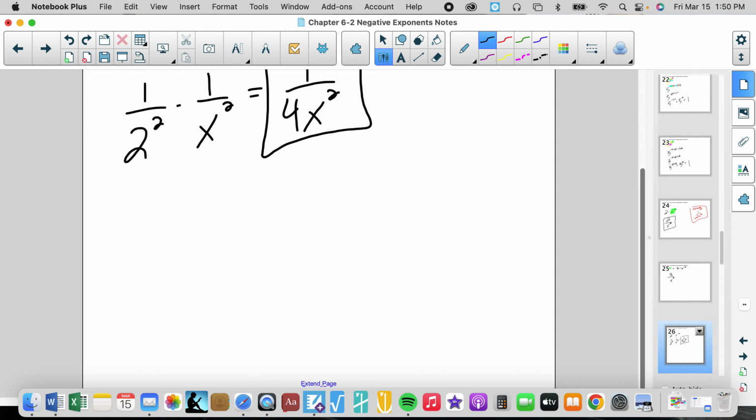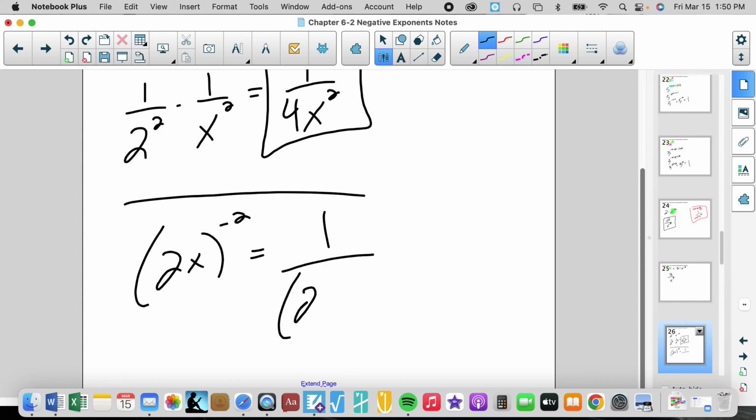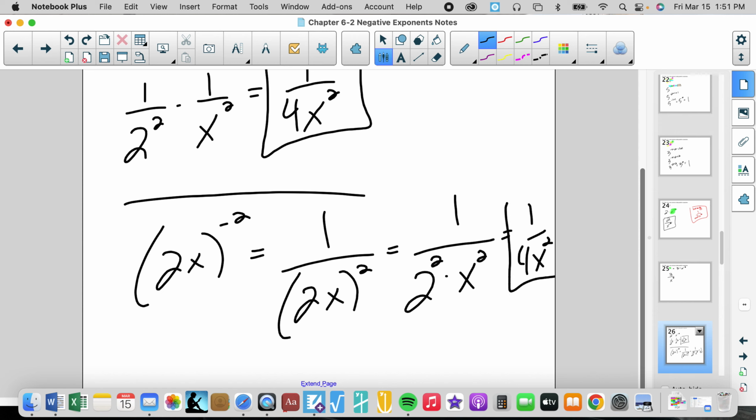That's one way of looking at that problem. The other way is we have the quantity of 2x to the negative 2. I can get rid of that negative by moving it in the denominator, and then I'm going to distribute out. So I get 1 over 2 to the second times x to the second, which equals 1 over 4x to the second. Both the same answer.